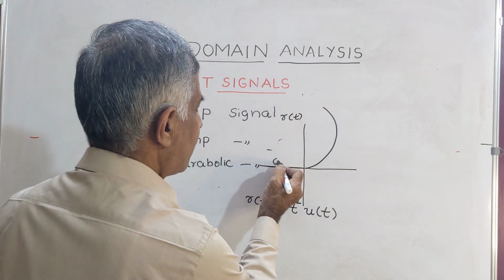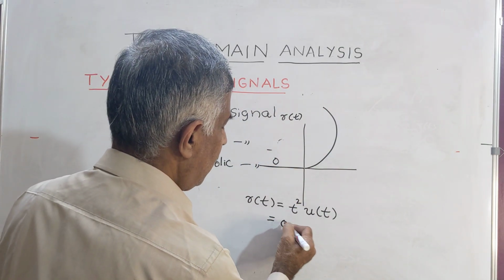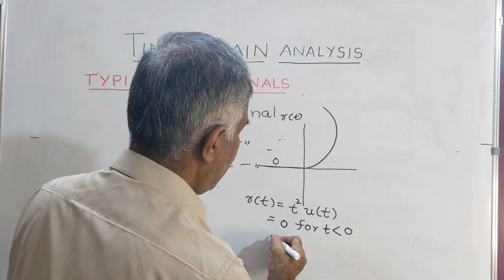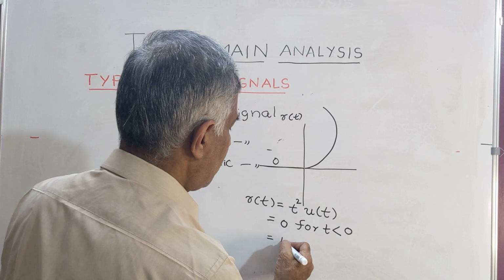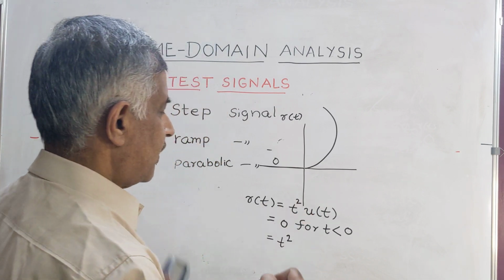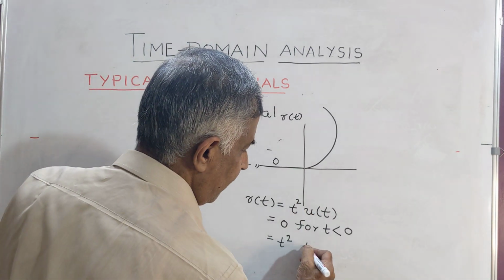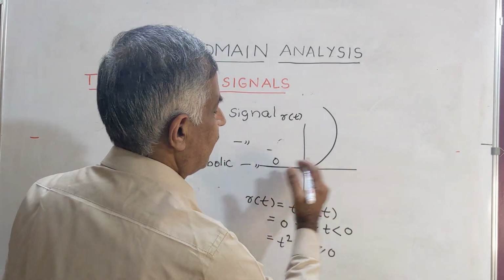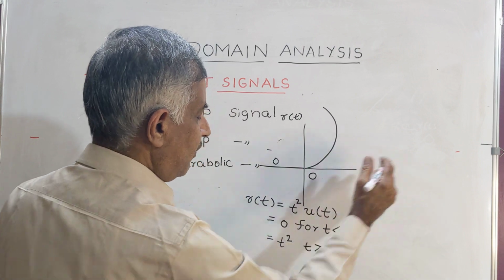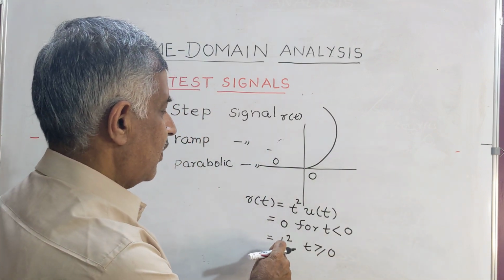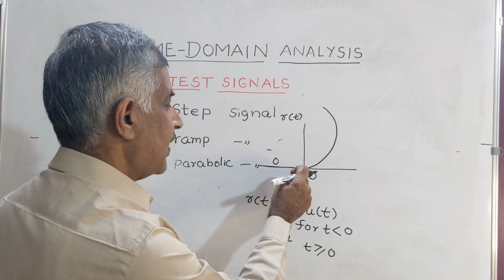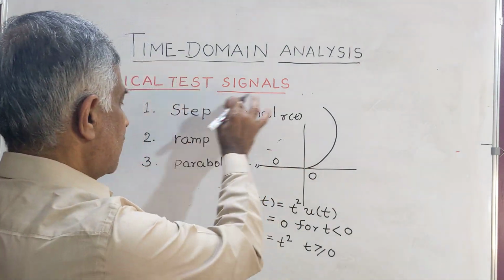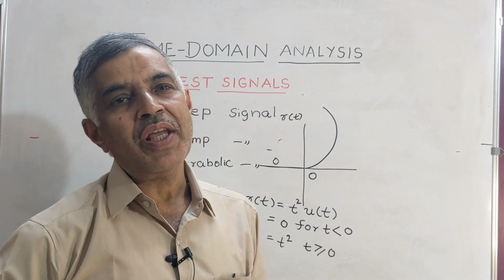And its value, R(t), is 0 for t less than 0, and its value is equal to t square for t greater than or equal to 0. That is, when t is positive, its value is t square, whereas when t is negative, on this side, its value is 0. This is what is called a parabolic input.